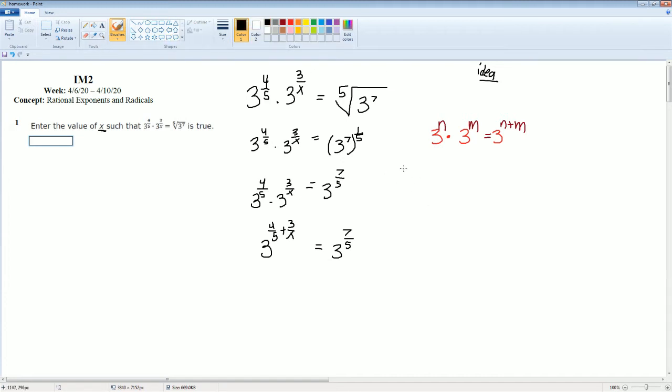Let's do that fraction on the side. So 4 over 5 plus 3 over x. When you add, they have to have the same denominator. So this is going to be multiplied by x, and this is going to be multiplied by 5. So this becomes 4x over 5x plus 15 over 5x, which is equal to 4x plus 15 over 5x.